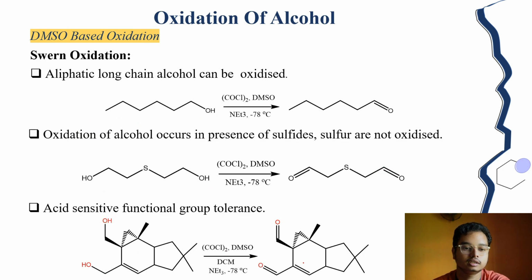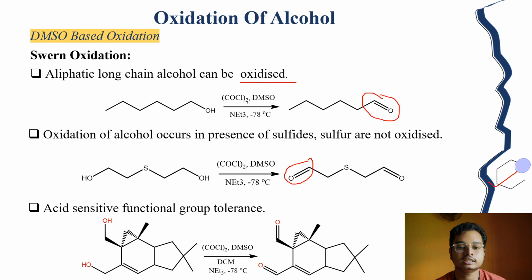Now, in terms of Swern oxidation, aliphatic long-chain alcohols can be oxidized, such as this aliphatic long chain, which is also oxidized under Swern oxidation conditions. Also, alcohols can be oxidized in the presence of sulfide; sulfur is not oxidized. If the compound contains sulfur as well as an alcohol, then only the alcohol center gets oxidized, and the sulfur center is not oxidized.